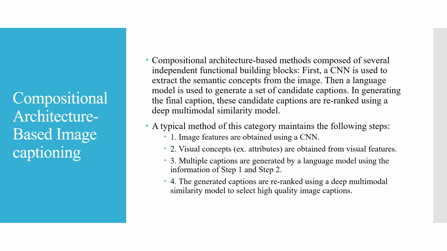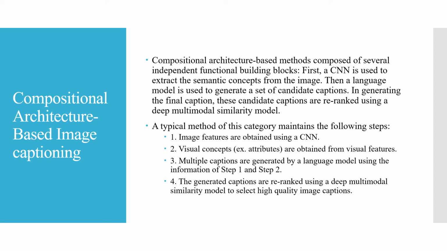Compositional architecture-based image captioning. Compositional architecture-based methods are composed of several independent functional building blocks. First, a CNN is used to extract the semantic concepts from the image. Then a language model is used to generate a set of candidate captions. In generating the final caption, these candidate captions are re-ranked using a deep multimodal similarity model.